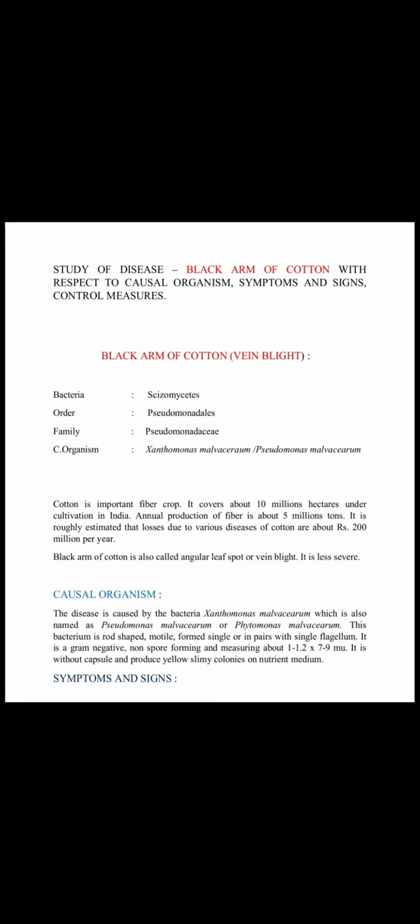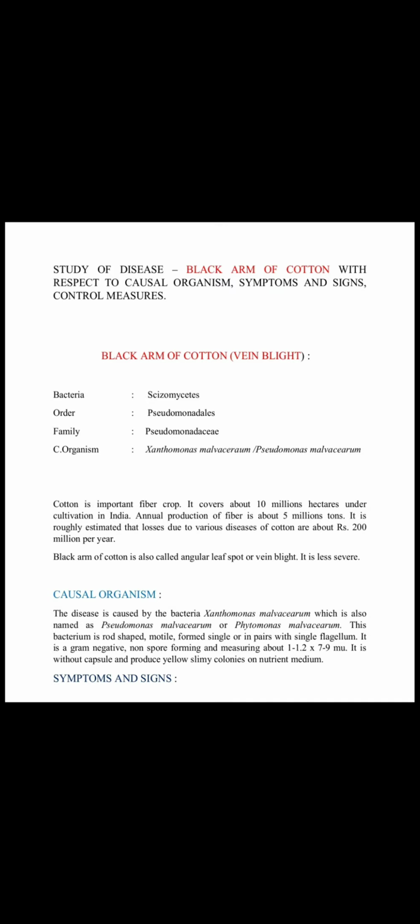In this part we have to study the black arm of cotton, or vein blight. The causal organism of this black arm of cotton is Xanthomonas malvacearum or Pseudomonas malvacearum. This bacterium belongs to the order Pseudomonadales and family Pseudomonadaceae.